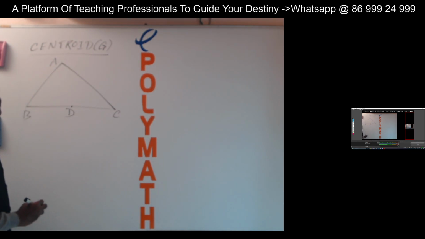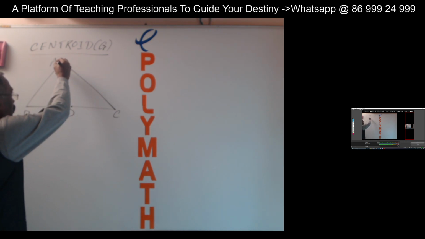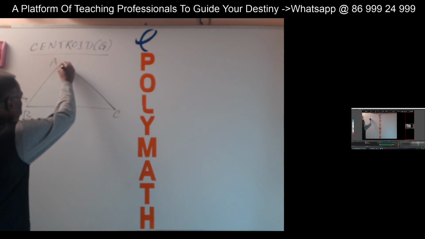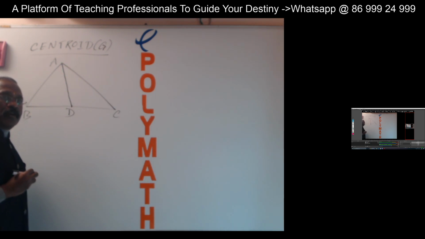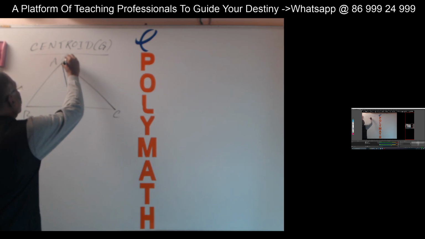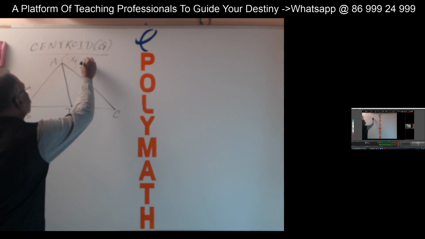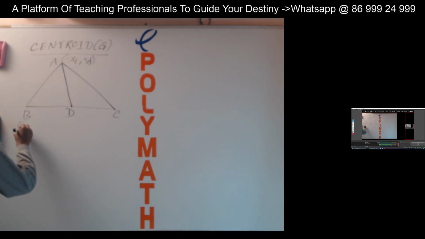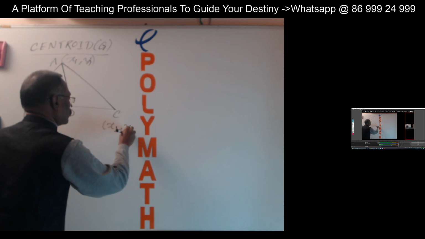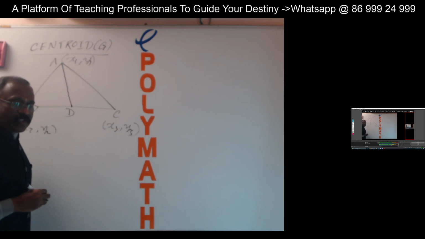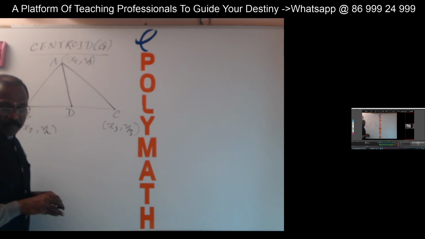Now, what is a median? It is a line joining any vertex to the midpoint of its opposite side, like this. The line joining any vertex to the midpoint of its opposite side. So let me take the coordinates x1, y1, x2, y2, x3, y3. Now I am deriving the centroid. What is a property?